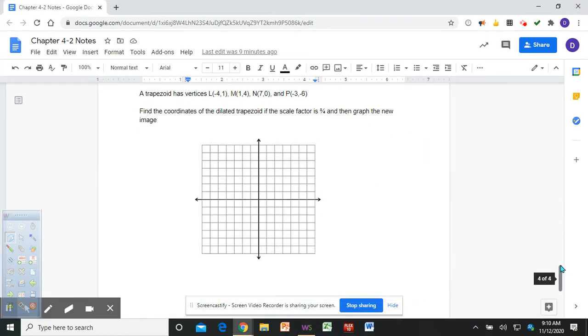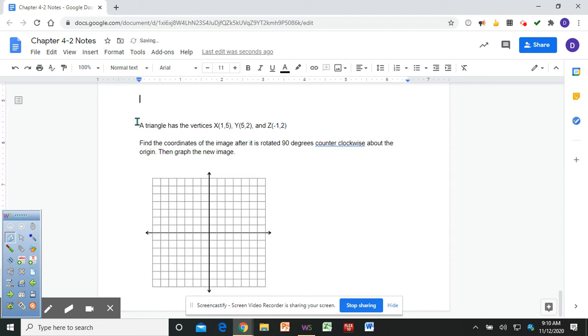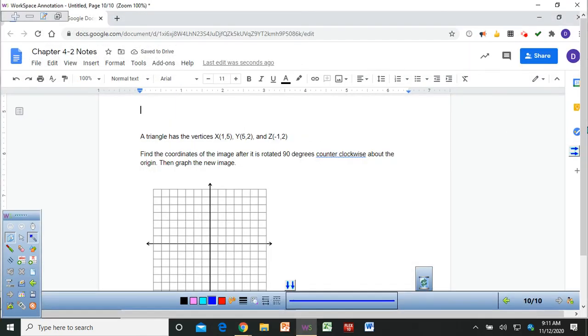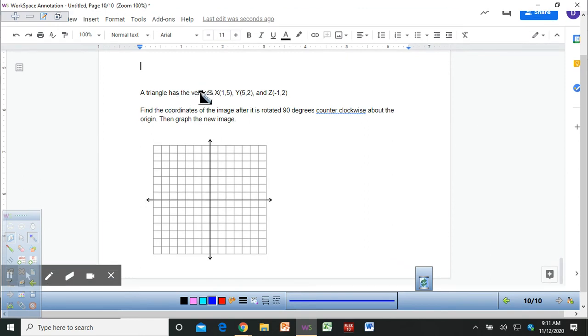And the last one we're going to look at is rotating counterclockwise 90 degrees. So I'm just going to move this up a little bit so you can see it. There we go. And then we're going to go down. All right, so a triangle has vertices 1, 5. So we're going to graph this, 1, 5, 1, 2, 3, 4, 5. So here's X. 5, 2, here's Y. And negative 1, 2. Here's Z.